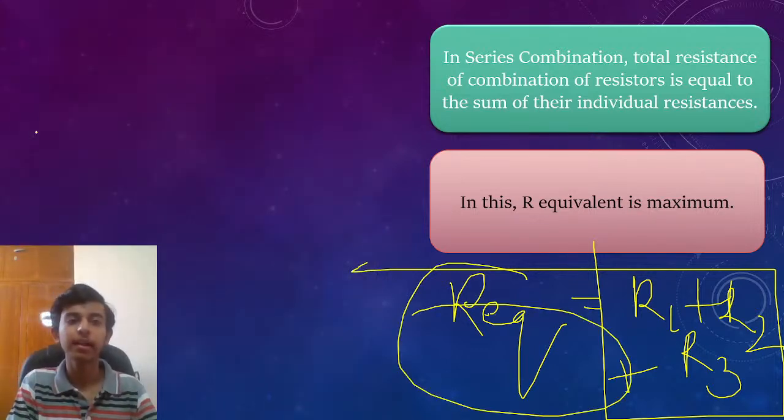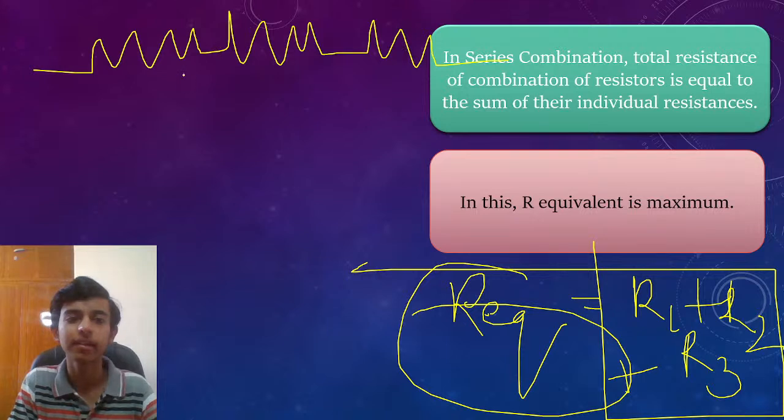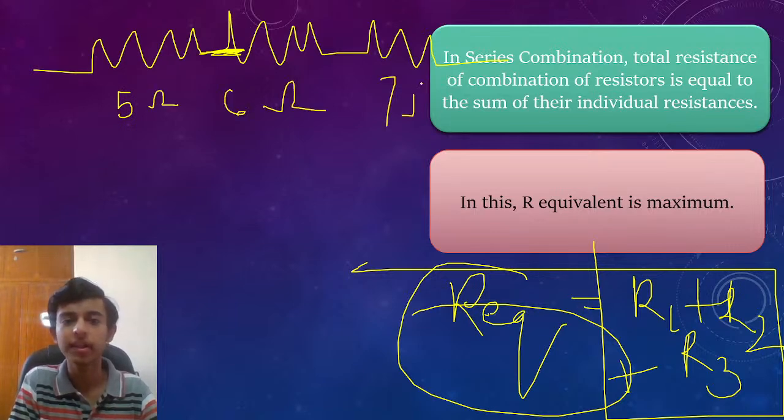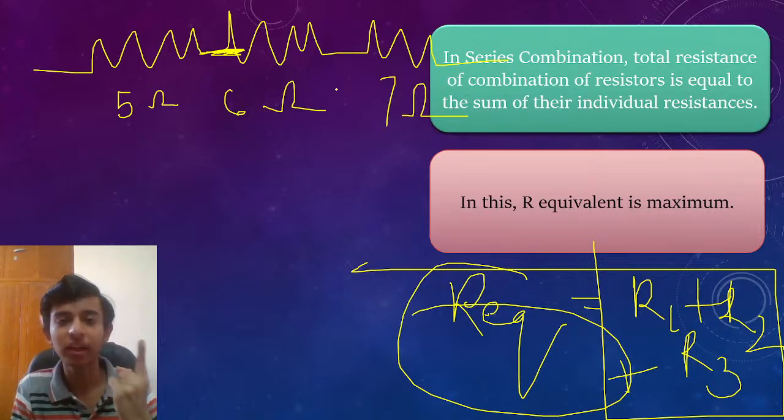Like for example, I have this circuit, although it's not that neat, and here there is an end-to-end connection. Now suppose this is 5 ohm, this is 6 ohm, this is 7 ohm. Three resistors have been connected. Right now I'm not drawing the complete circuit. We are going to do one question.